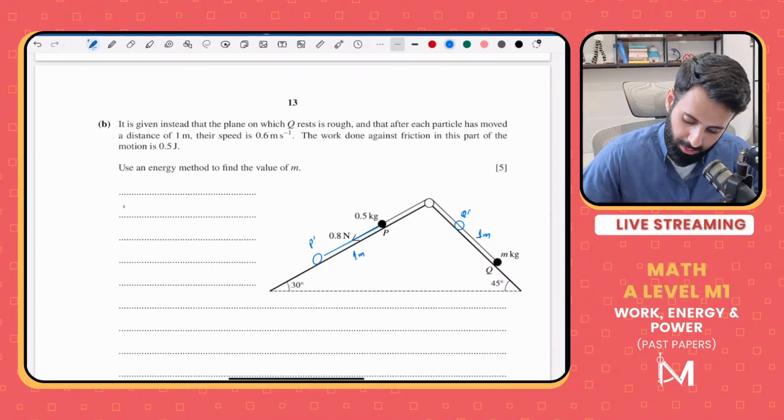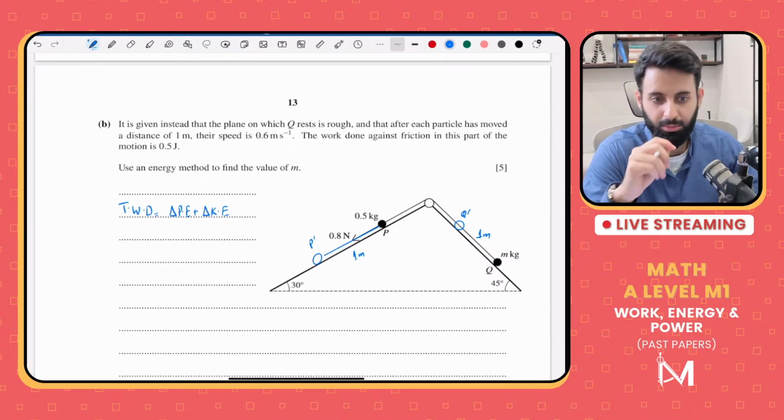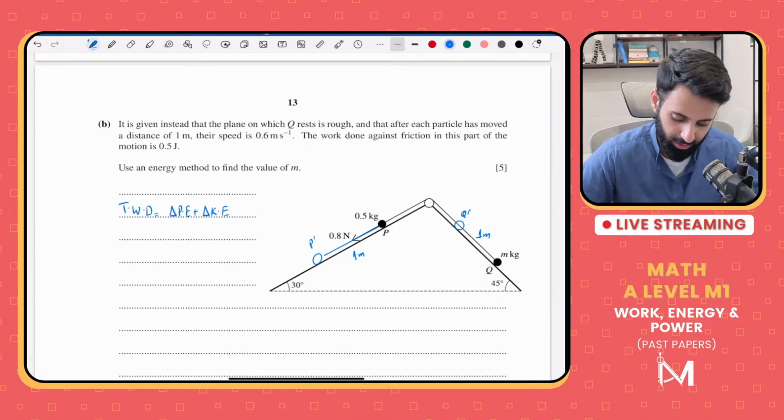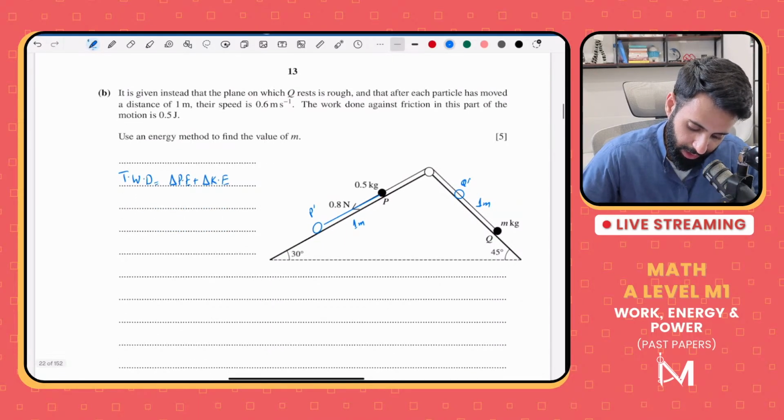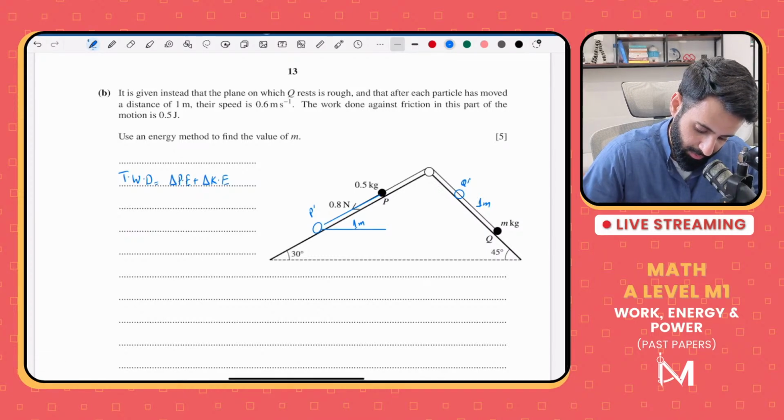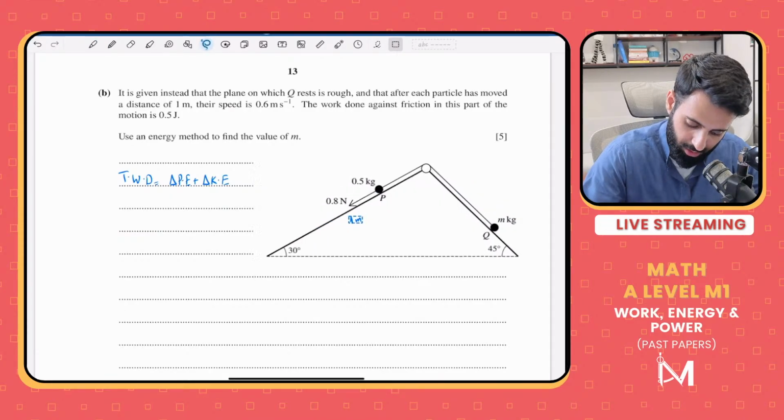Energy method means, once again, total work done is equal to change in potential energy plus the change in kinetic energy. Now, this is a complicated question because you have to consider both the particles. So first of all, let's calculate the change in height for P. Okay, so we can work that out like this. The change in height for P would be equal to, so because the distance that it moves is 1 meter, and that 1 meter is here, by the way.